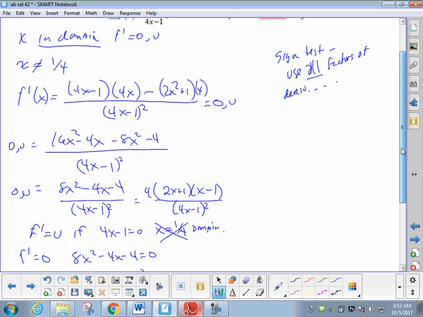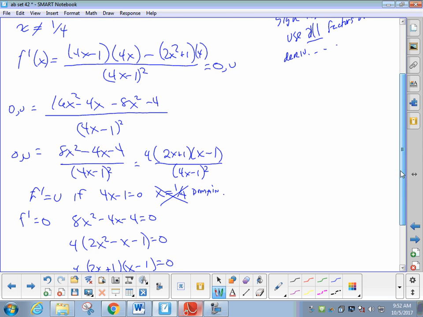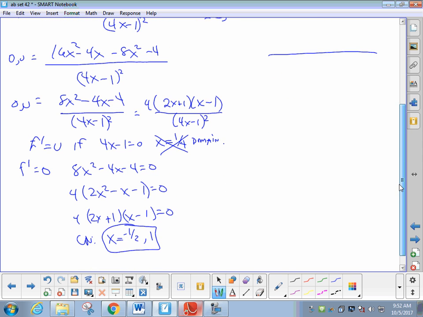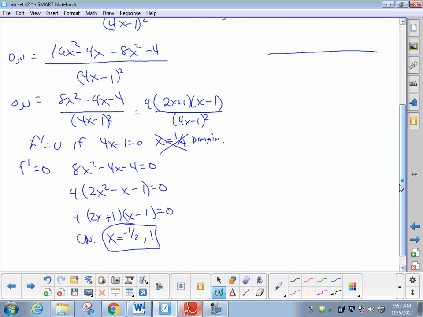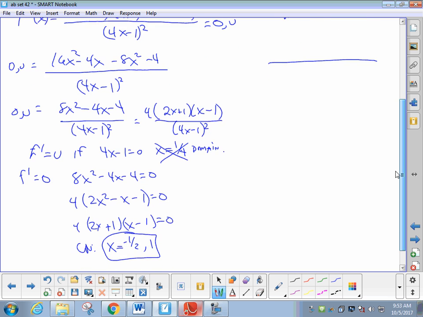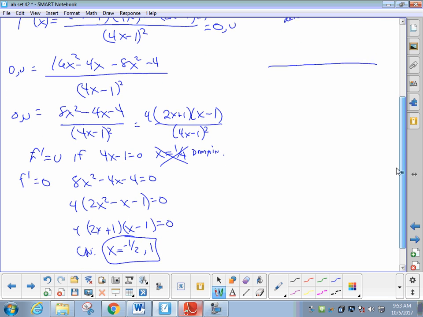Here's what I mean. This is an issue on a test question for BC. When I go to make my sign chart, I'm going to place three numbers. I'm going to use negative 1/2, 1/4. Did I get it right? Yeah. 1/4 and 1.